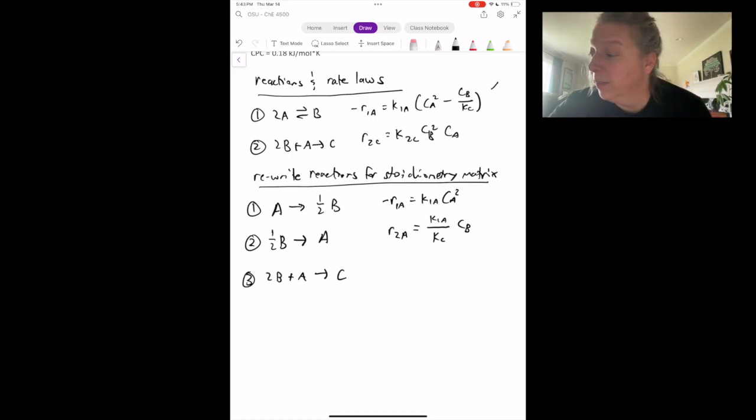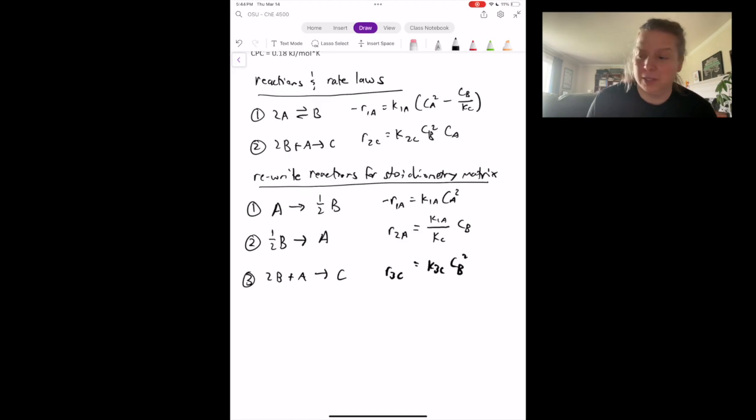And so now that I've expanded this into 2, I'm going to write this out as a forward reaction, and I'm going to maintain the same kinetics. Okay, so now reaction 3 is going to keep the same rate law. I'm just going to re-index my numbers to be consistent with my new reaction numbers.